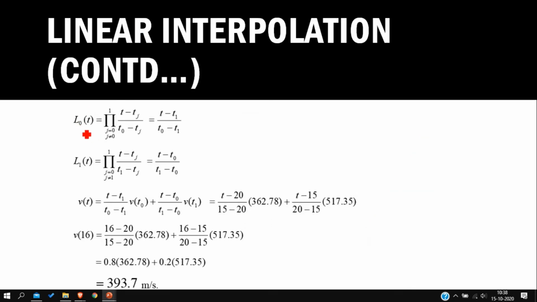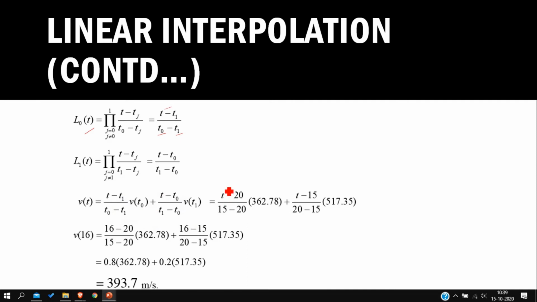Now you can find L0 of t as we described earlier, that is the product over j equal to 0 to 1, j not equal to 0, of t minus tj divided by t0 minus tj. So that is t minus t1 divided by t0 minus t1. L1 of t is the product over j not equal to 1 of t minus tj divided by t1 minus tj. So that is t minus t0 divided by t1 minus t0. We know the values of t0, t1, as well as t, and we can substitute those values and find v of t. It is expanded here: t minus t1 divided by t0 minus t1 into v of t0.